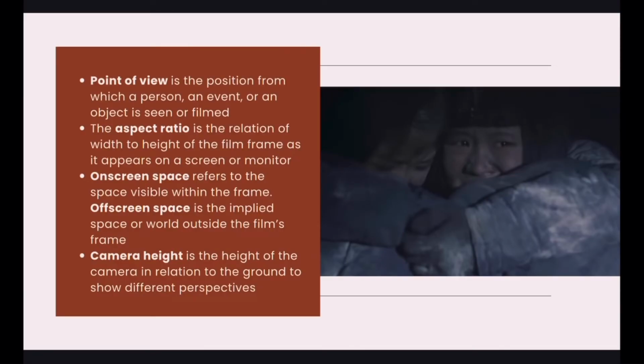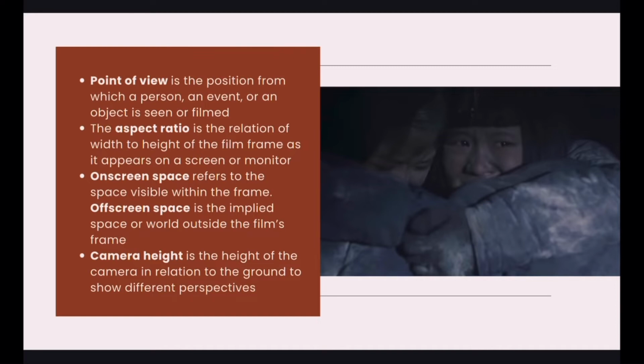The aspect ratio is the relation of width to height of the film frame as it appears on a screen or a monitor. The black and white films we saw used a smaller aspect ratio where the screen looked more like a square, and the newer films we've seen such as Farewell My Concubine, Green Snake, and Flowers of War use a longer rectangular shape, which is a longer aspect ratio.